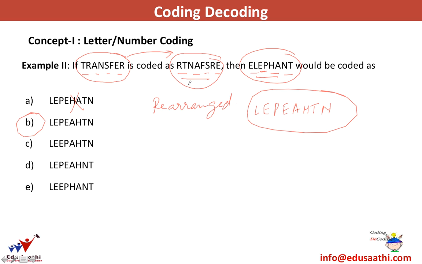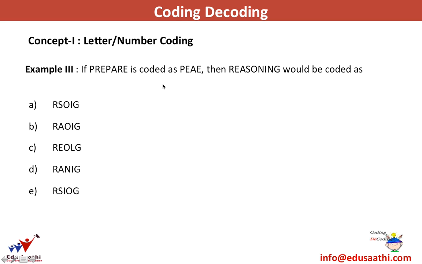Let's look at another example. If prepare is coded as this, then reasoning would be coded as what? Now the first thing that comes to my mind is that when I move from prepare to its code, the number of alphabets are getting reduced. So there must be some sequence, some logic as to how these number of alphabets are getting reduced. Let's check. I have P here and I have P here.